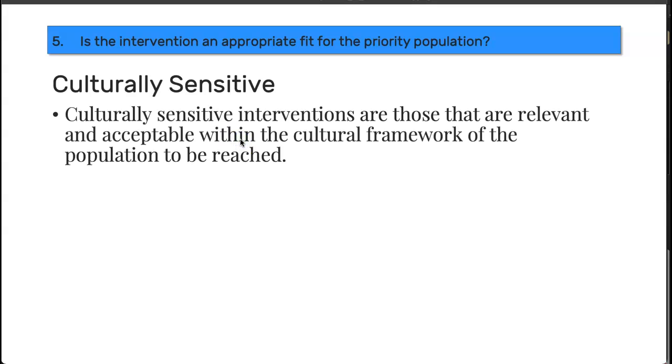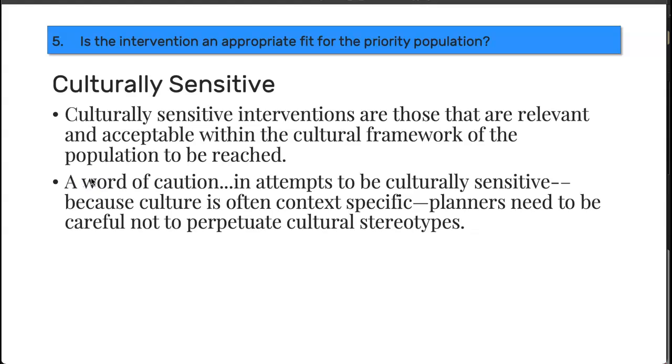Cultural sensitivity has to do with designing or modifying your intervention to be acceptable to the people that you're targeting, so that it will fall within what they call a cultural framework of the population to be reached. You have to be very careful when you're doing this. Cultural sensitivity is very, very important, but you need to be careful not to perpetuate cultural stereotypes, and there can be a fine line with that, but something to be very mindful of.